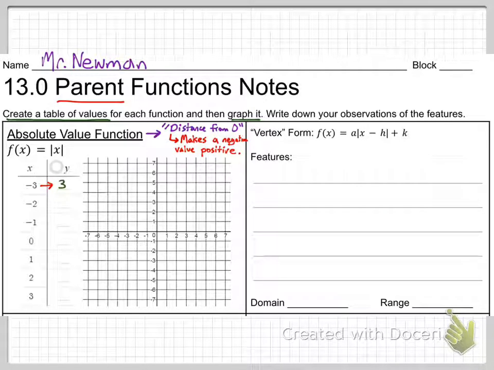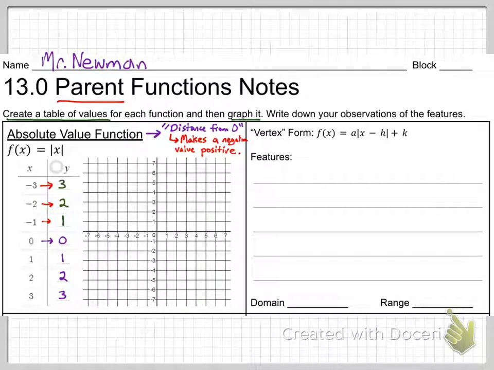So right here, if I have negative 3 as the input, the absolute value of negative 3 is 3. The absolute value of negative 2 is positive 2, and the absolute value of negative 1 is positive 1. The absolute value of 0 is just 0, because it's neither positive nor negative. And now on the positive side, the absolute value of 1 is just 1, absolute value of 2 is 2, and the absolute value of 3 is 3. So you can see all the negative numbers just become their positive counterparts, and positive numbers stay the same.